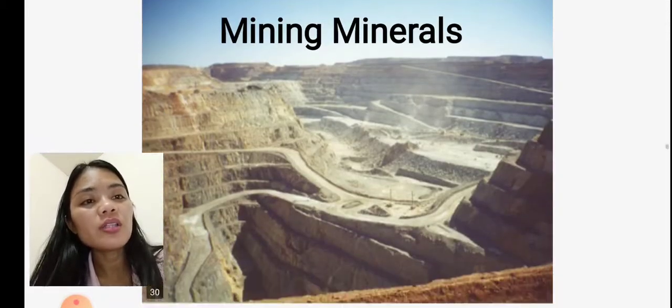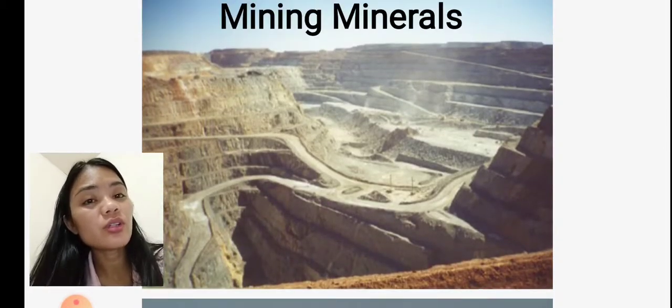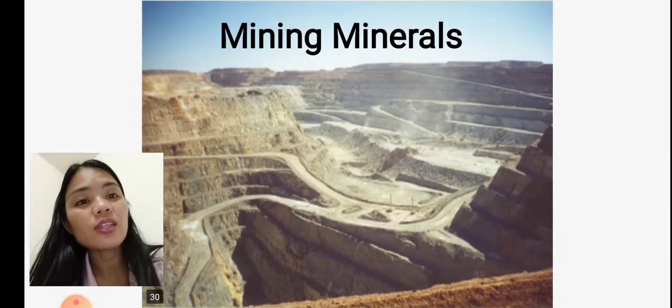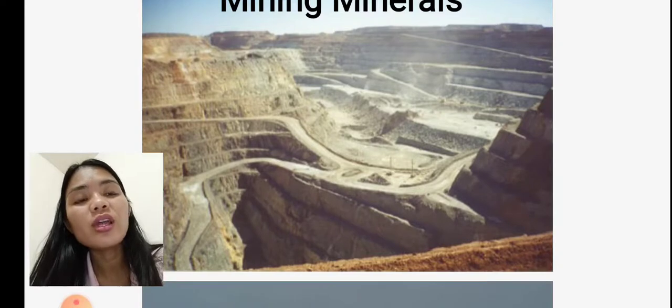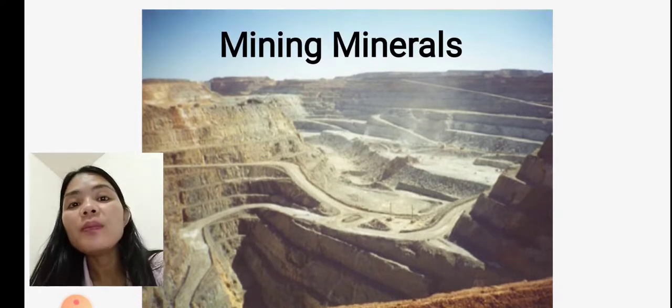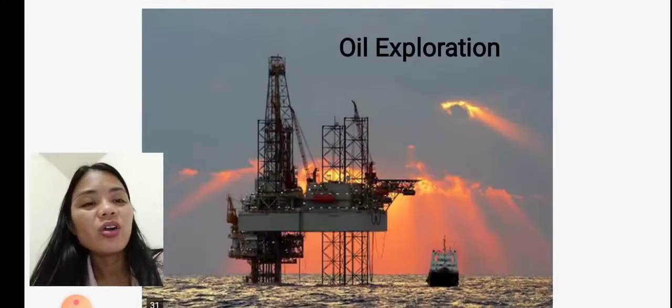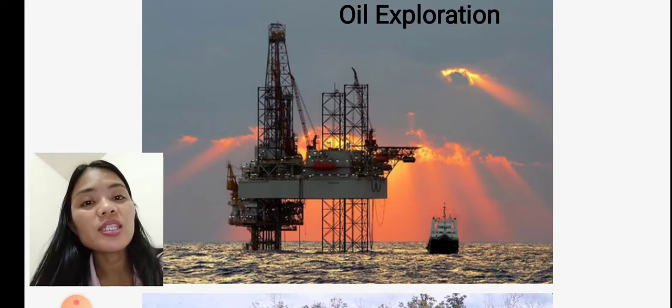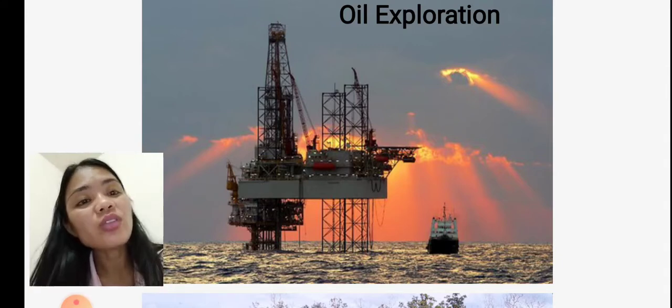Mining minerals. Geosphere and biosphere are interacting kasi tao yung nagmimina. Diba? Sinisira natin yung mga kabundukan because naghahanap tayo ng minerals. Oil exploration. Yun. Ilalim ng dagat. So, water, hydrosphere. Tapos, geosphere din kasi yung land area ng dagat yun sa seabed, diba? Tapos, yung biosphere kasi tayo naman yung gumalaw dyan sa dagat.